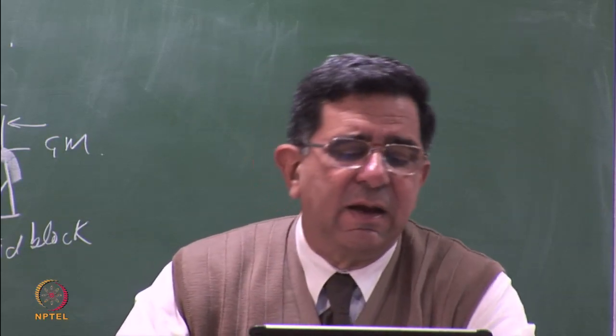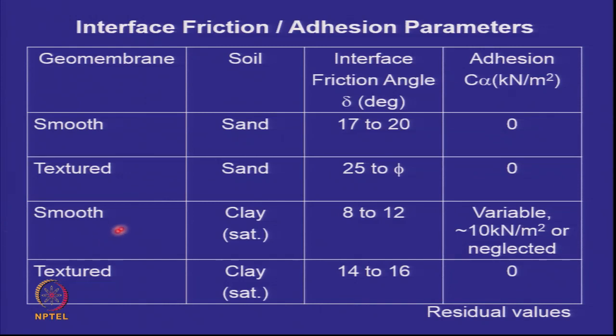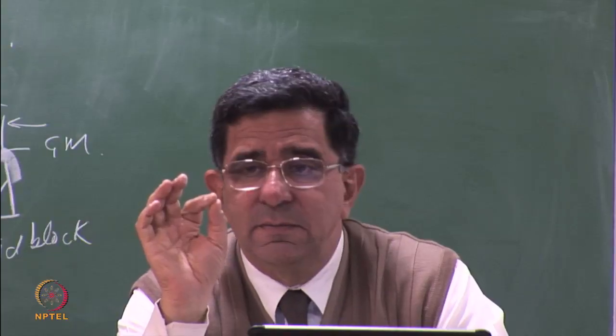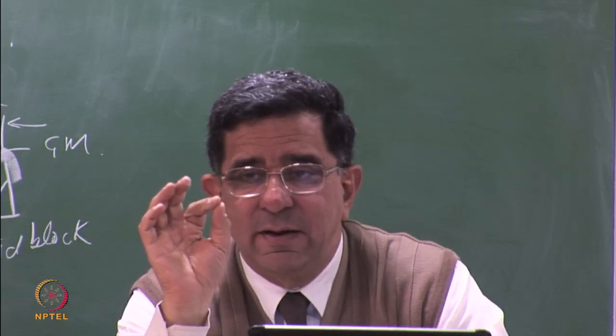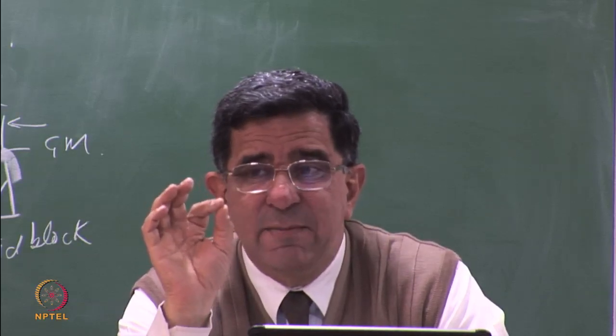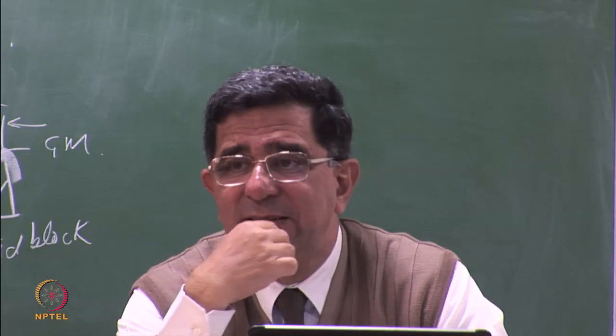First, let's look at the smooth geomembrane to clay interface. This is the important interface for the composite barrier, geomembrane in intimate contact with the clay underneath.